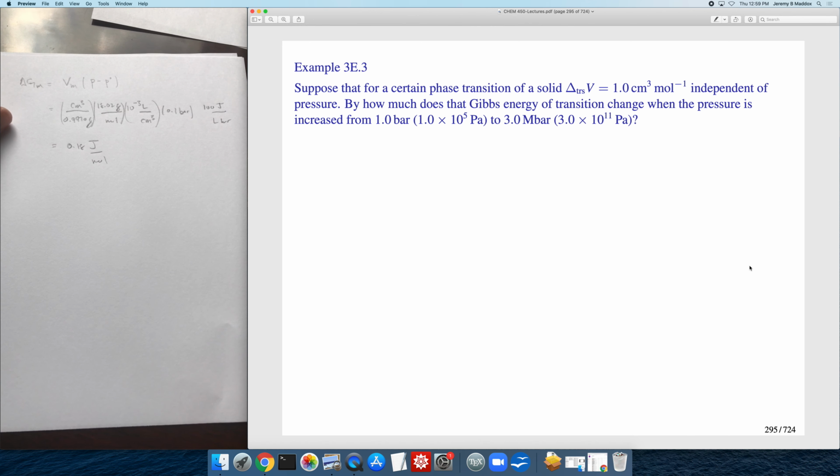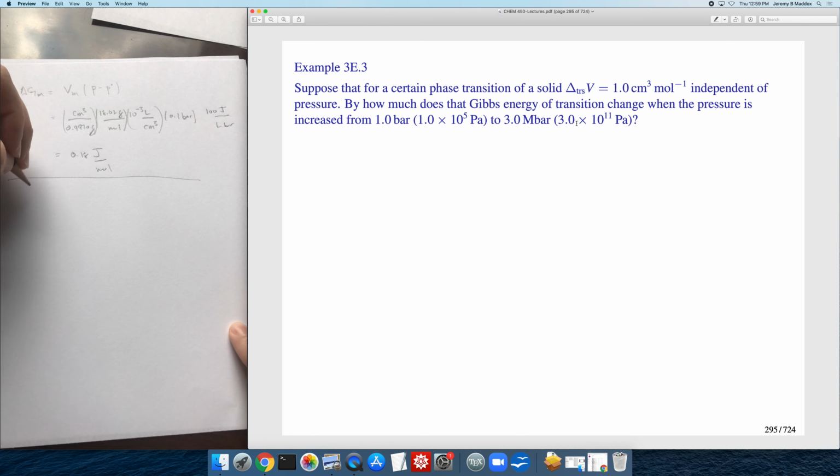Let's see. This one is really more of the same. They want us to calculate the difference between the Gibbs energy of transition when you change the pressure from 1 bar to 3 megabars. So here we're probably going to get a big difference. And then they give us the change in the volume associated with this transition.